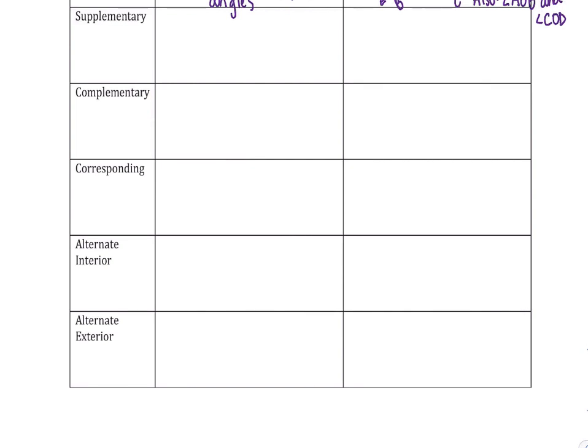Let's get a few additional vocabulary words for angles. We have what's called a supplementary angle, and that's where the two angles will add to 180 degrees. Supplementary angles would have either two right angles, or one acute and one obtuse angle, but you would never be able to create supplementary angles with two acute angles or two obtuse angles because there'd be no way to add up to 180.